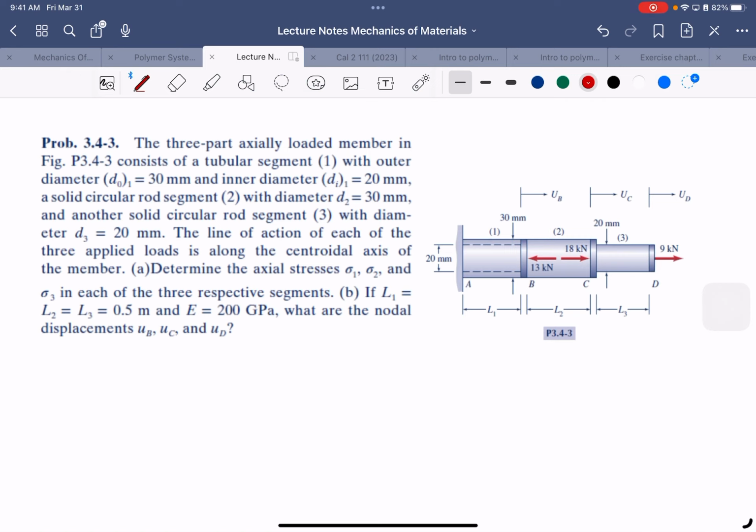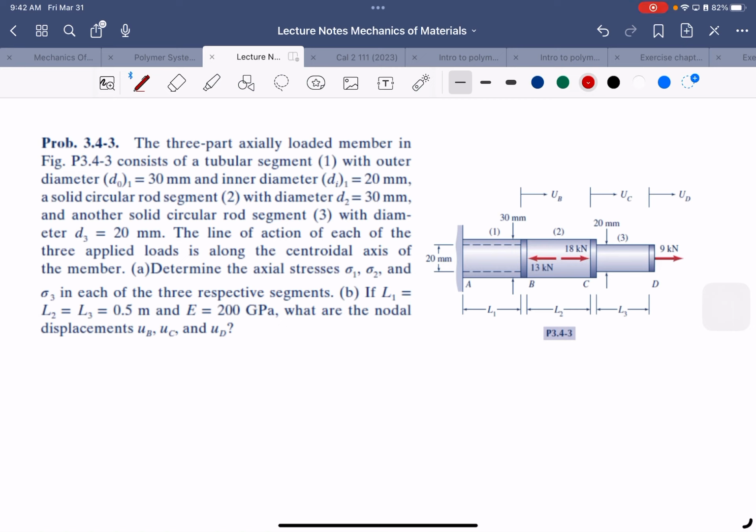If the problem didn't give you this information, I think it's good to assume that all the forces are on the centroid, just to make sure that this is going to be assumed in the uniform material. I think that's the best way to approach this problem. And you need to find the axial stress and the nodal displacement, UB, how far it goes, and UC and UD.